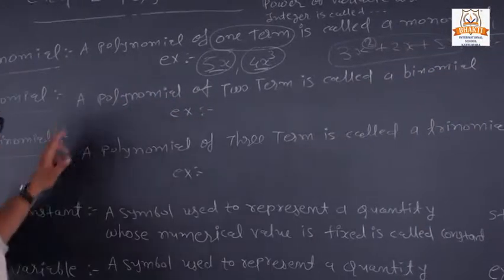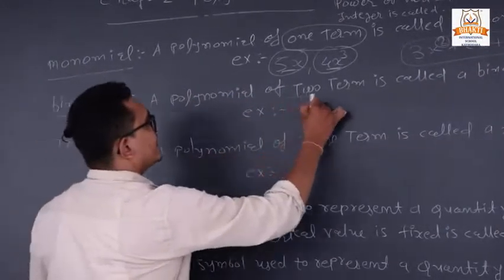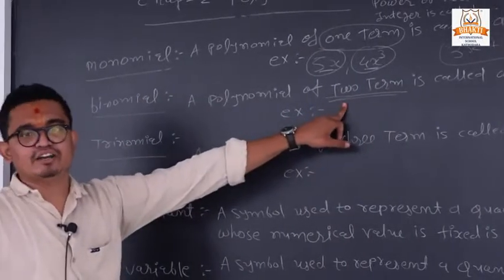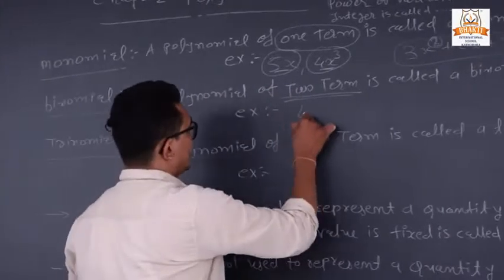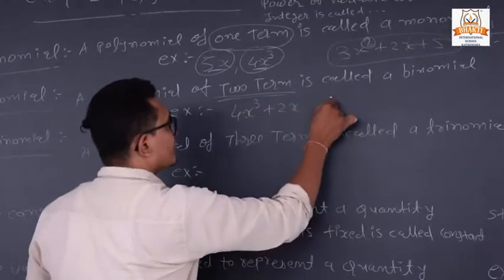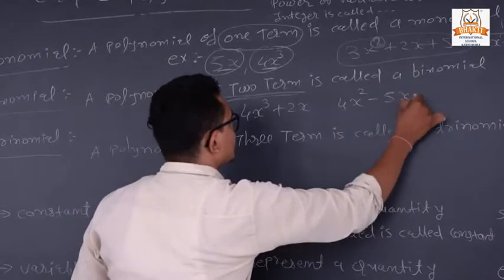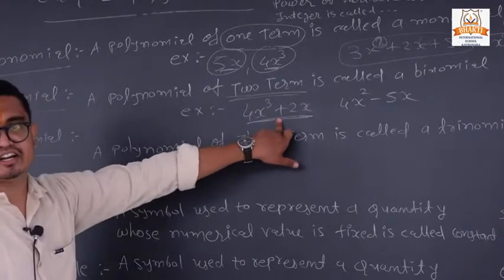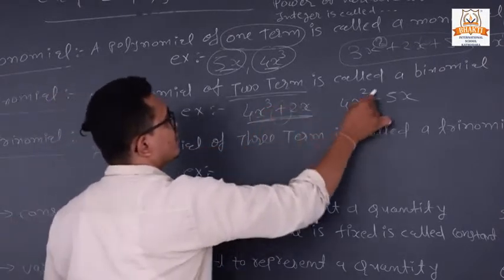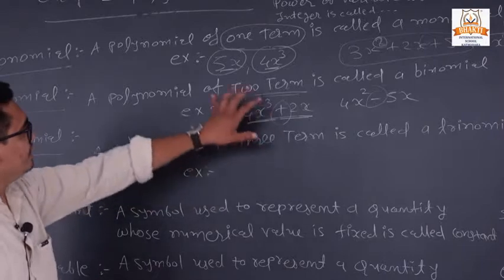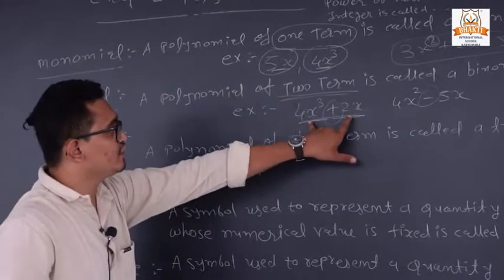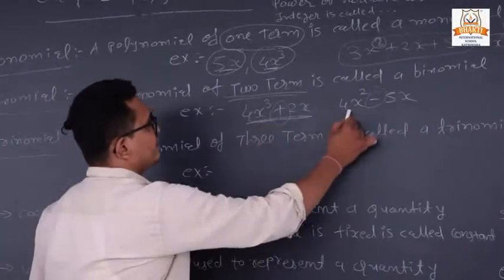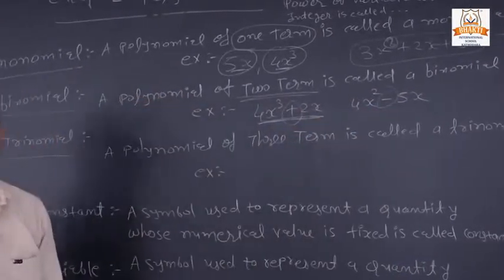Now second, a polynomial which has two terms is called a binomial. Here we see two terms with a sign in between, like plus or minus. So if any algebraic expression has only two terms, then it is called a binomial. These are two examples which represent binomials.